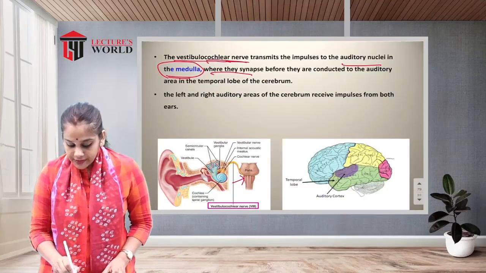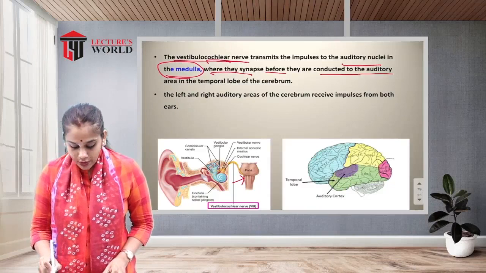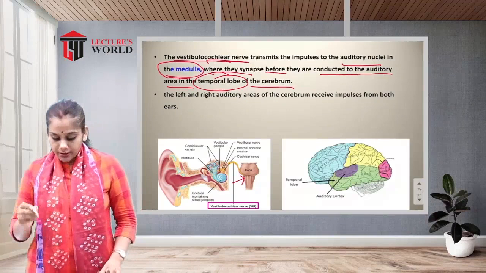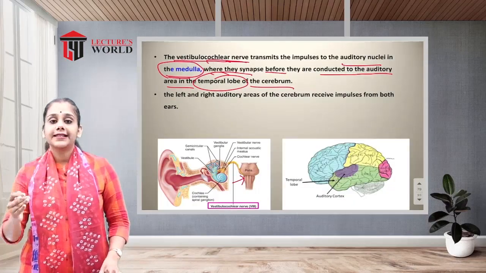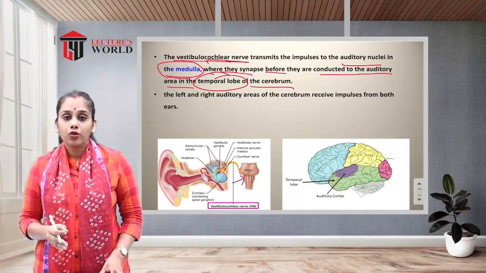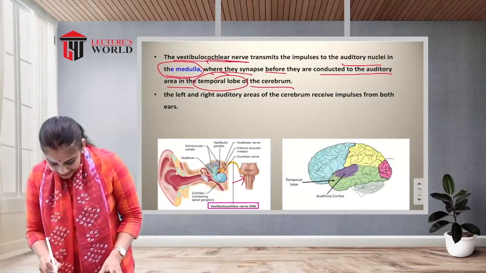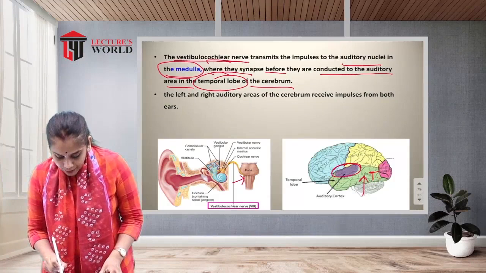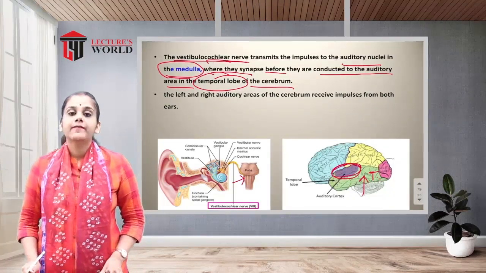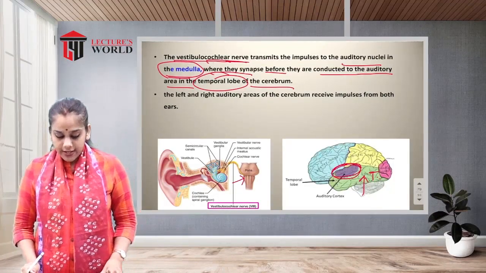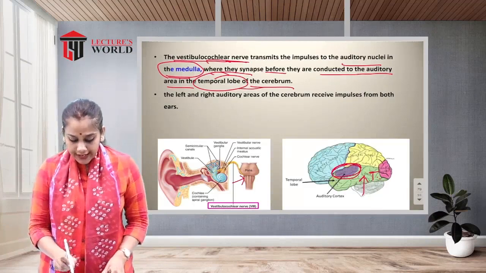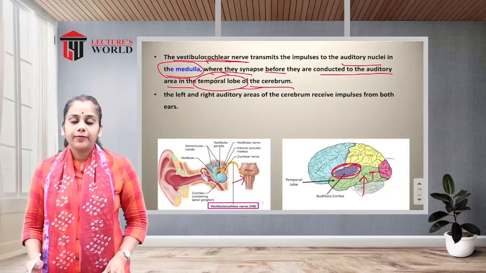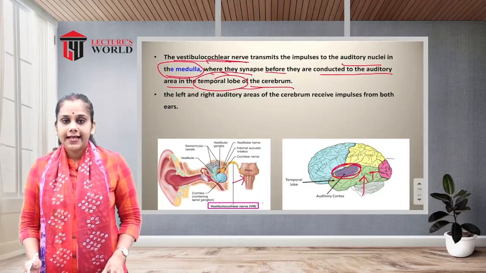where it synapses before it is conducted to the auditory area in the temporal lobe of the cerebrum. Then this impulse will pass into the temporal lobe of the cerebrum. You can see this is the temporal lobe, and in the temporal lobe, this is the auditory area, the auditory cortex. So with the help of the vestibulocochlear nerve, the nerve impulses are sent to the cerebrum.